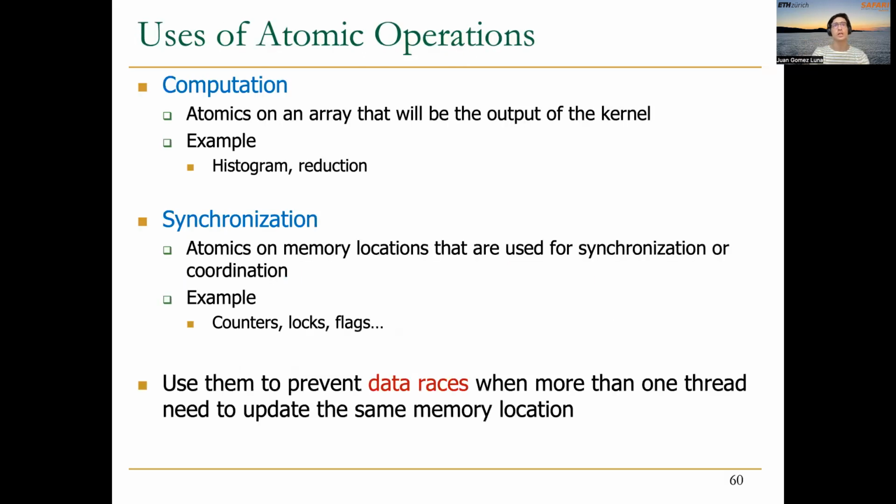Atomic operations, as I said, are useful to prevent data races. We can consider two different uses of atomic operations. One is for computation, when we are really using them to calculate the output of a kernel. For example, in later lectures, we are going to see the use of atomic operations with parallel reduction or with the histogram calculation. Atomic operations are also very useful whenever we need to synchronize different threads running together, for example, to implement locks or counters or flags to signal another thread that a certain computation has been done, etc.